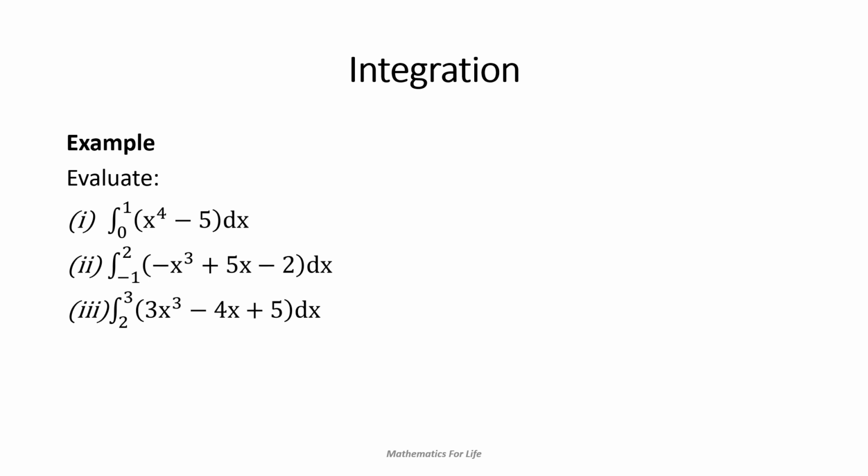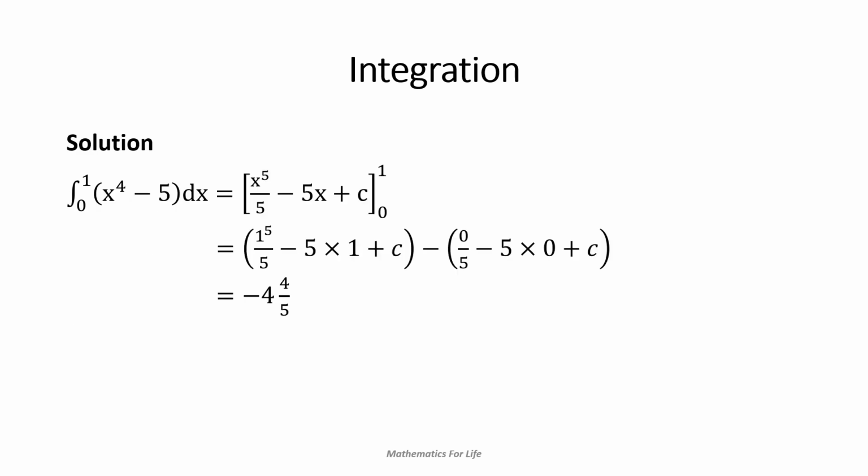Evaluate the integral from 0 to 1 of x to the power 4 minus 5 dx. And then for the second one, evaluate the integral from -1 to 2, and in brackets, minus x cubed plus 5x minus 2 dx. And then the last one is the integral from 2 to 3 of 3x cubed minus 4x plus 5 in brackets dx. So you want to see how we evaluate these 3 integrals for the provided limits, and we are going to find that for each of these, the solution is found as indicated over here.